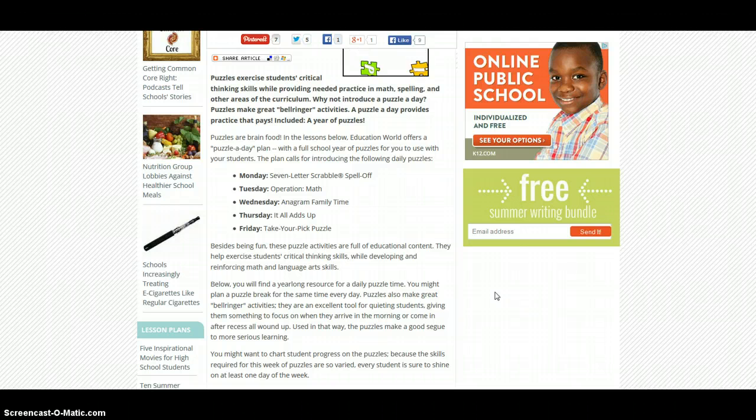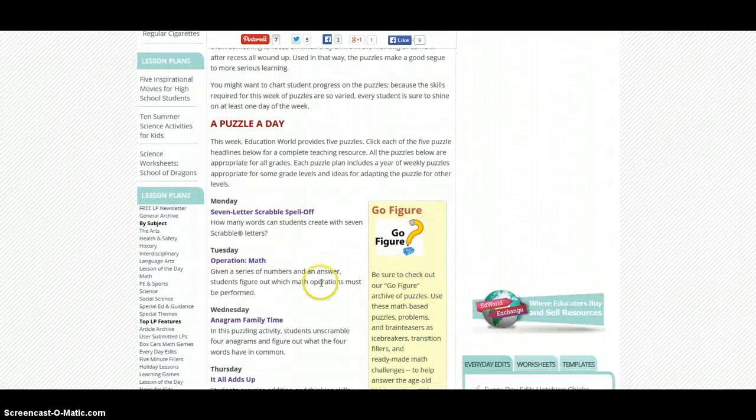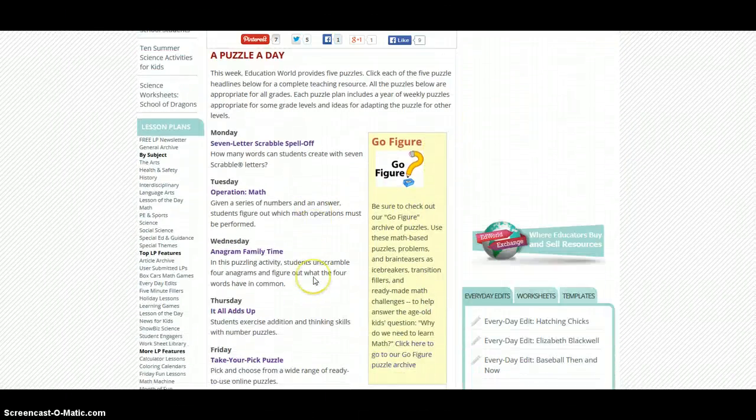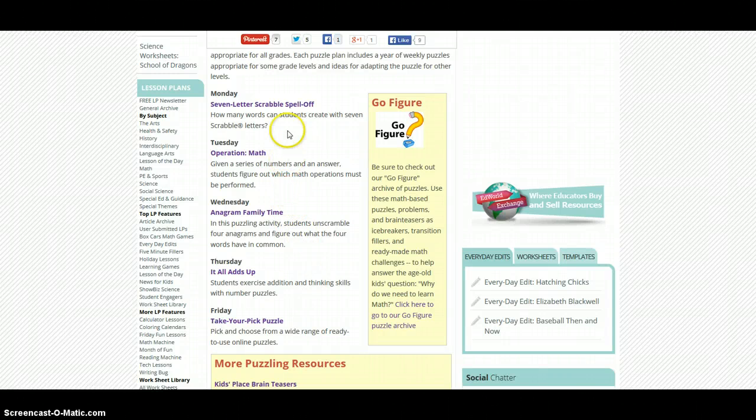for my morning kids. And I might just work these in throughout the week because I also have math warm up that I have my students do every day just to get their brains going and thinking. So with this one, you can go in and click on what you want. There is a Scrabble spell off. They have to find out how many different words they can make with given letter tiles.